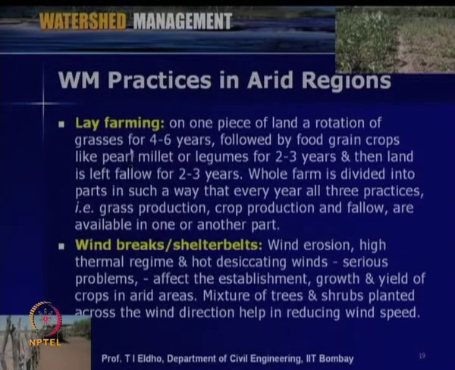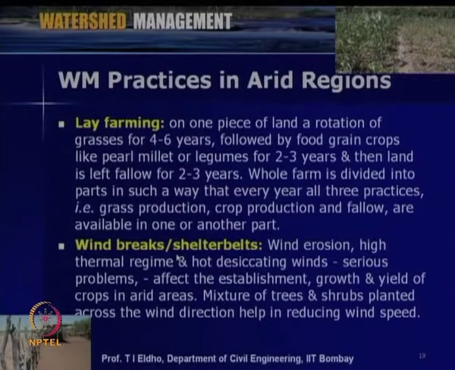And also, as far as watershed management practices are concerned, we can go for ley farming. The concept behind ley farming is that on one piece of land, a rotation of grasses for 4 to 6 years is implemented, followed by food grain crops like pearl millet or legumes for 2-3 years, and then the land is left fallow for 2-3 years. The whole farm is divided into parts in such a way that every year all these three practices continue, so grass production, crop production and fallow are available in one or another part of the land. This system is called the ley farming system.